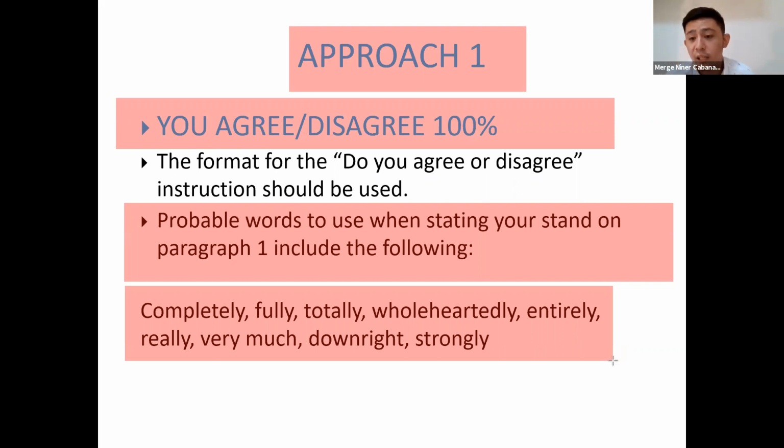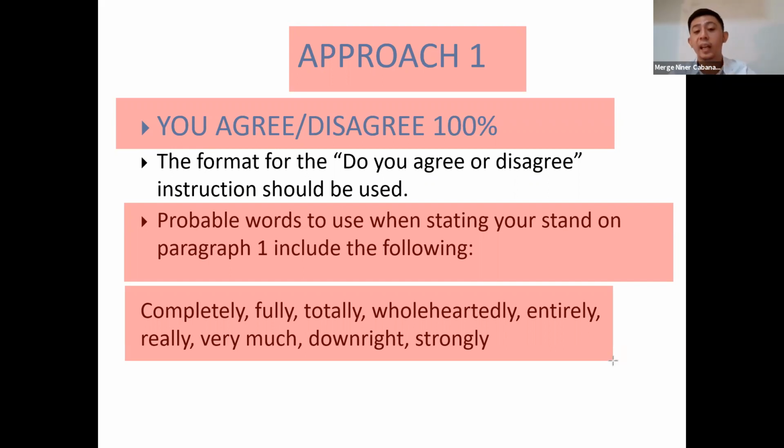Leslie, I have a question for you. Leslie, if completely, fully, totally, wholeheartedly, entirely, really, very much, downright, strongly are the words that I use for to what extent do you agree or disagree at the 100% level, can I use these words as well on the basic agree, disagree, the one without the to what extent? Can I also use these words for a typical agree, disagree, Leslie? Hindi po, sir. Okay, great answer.